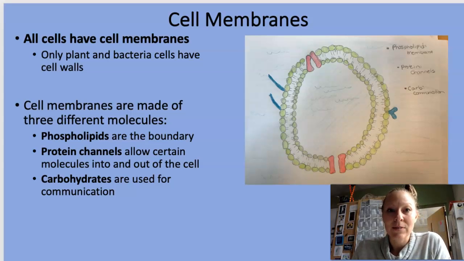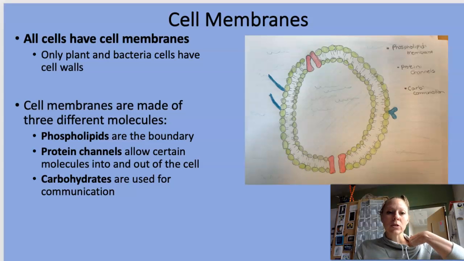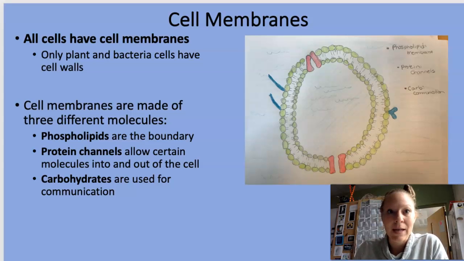So all cells have cell membranes, regardless of whether or not they have a cell wall. Some cells have cell walls, so plant cells and bacteria cells have cell walls. But animal cells have cell membranes only. So remember, these are two different things, and the membrane is used to regulate what goes into and out of a cell. It is very important. And for an animal cell, it's also used as the boundary.